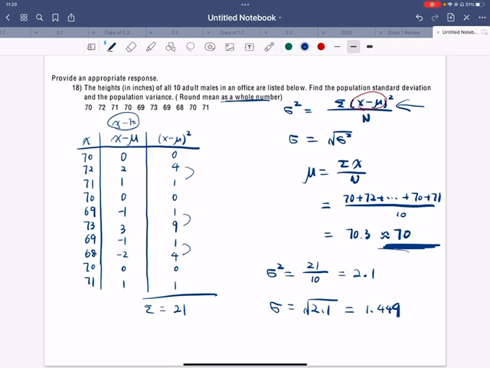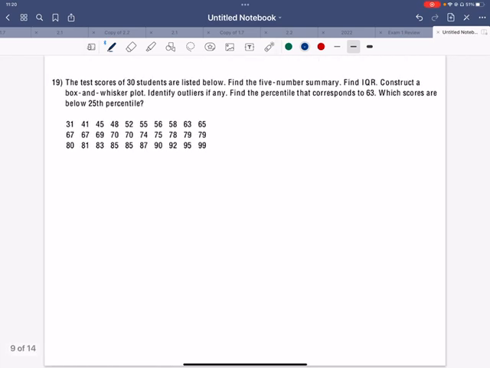So that's population variance and population standard deviation. Moving on. Next one. We have 30 students listed here, and the good thing is this is already ordered. Your example in class or in your exam may or may not be ordered, so pay attention to that. Now find the 5-number summary, then find the interquartile range, and draw the box and whisker plot. Outliers too, it's the full package.